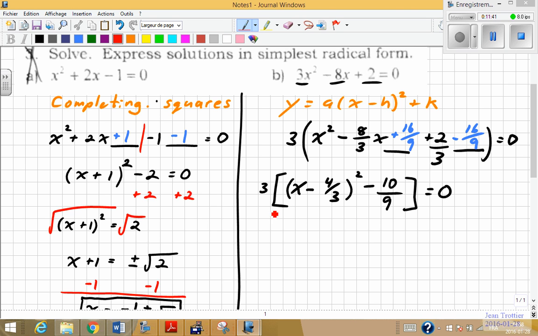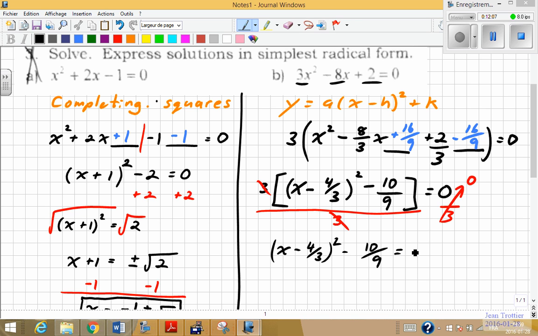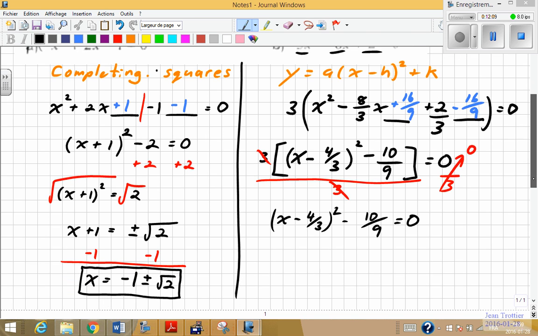So first thing I'll do is I will divide by 3 each side. 3 into 3 simplifies to 1. 0 divided by 3, that stays 0. So that was easy. So we have x minus 4 over 3 squared minus 10 over 9 equals 0.